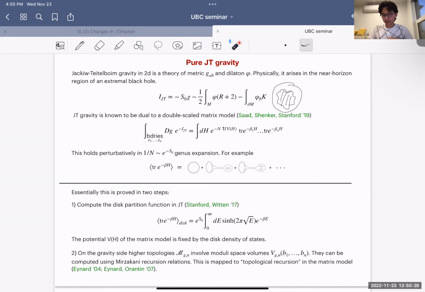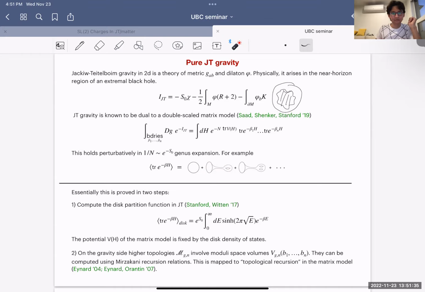And so a few years ago, Saad, Shenker, and Stanford, in fact, showed that this path integral in JT gravity can be computed exactly. If your boundary conditions are such that you have n boundaries with lengths beta 1 through beta n, then this path integral exactly computes a matrix integral of the Hamiltonian H with some specific potential V, which I'm not going to write explicitly: the expectation value of the product of traces in this matrix model. Okay, so this is an exact equality as a perturbative series in 1 over N. For example, if we compute just one partition function, then this decomposition is that we have a disk, then a disk with a handle, with two handles, and so on.